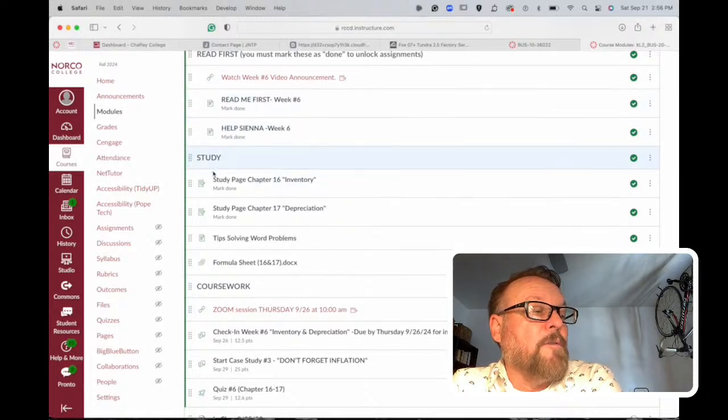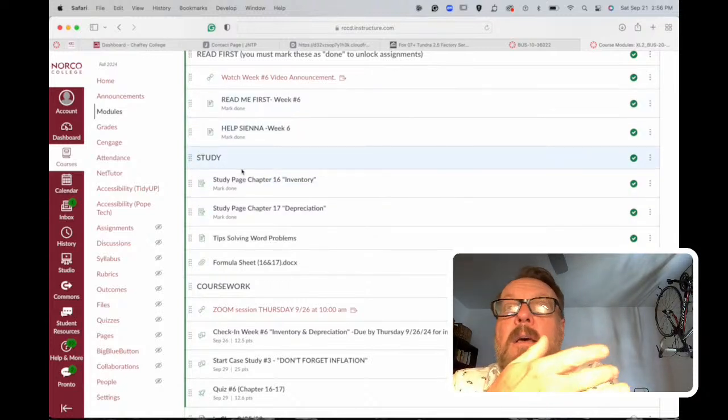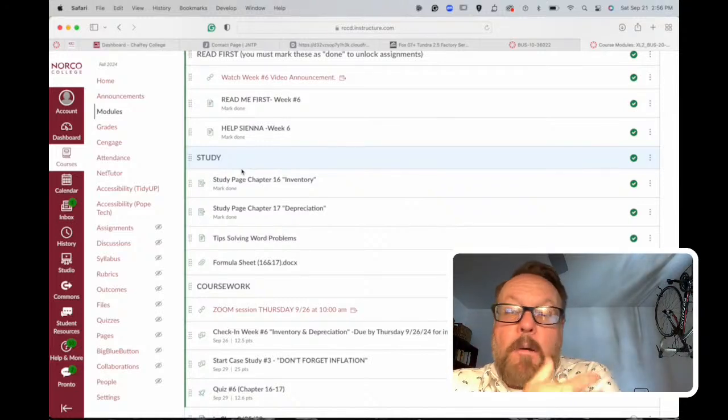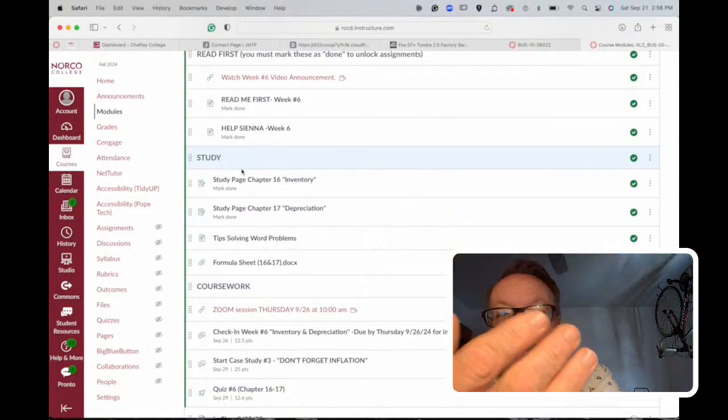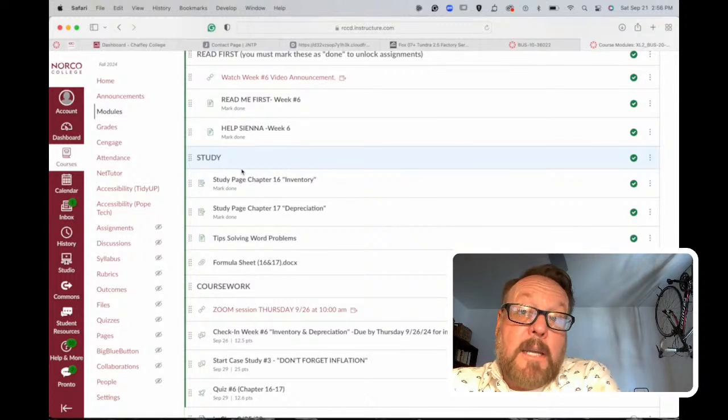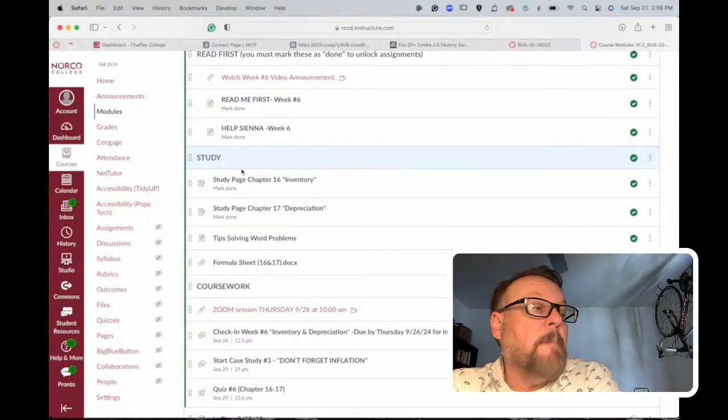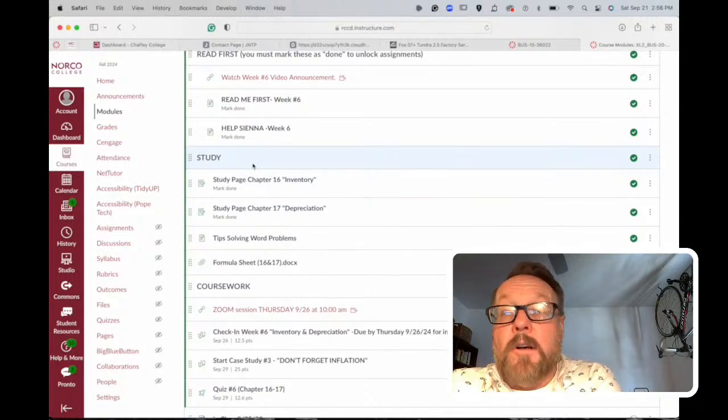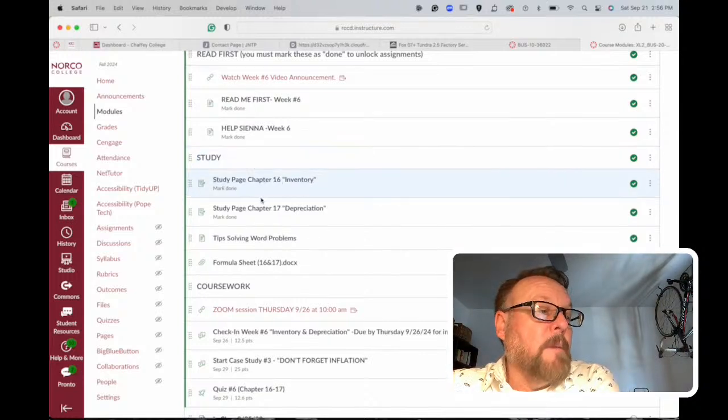And then you have a study page for chapter 16 that explains a few different methods of inventory. We don't do all of them. We do the most common. So make sure you look at that study page and know exactly what you need to study. And I do go over all that. There's also a video of me working out some of those problems.